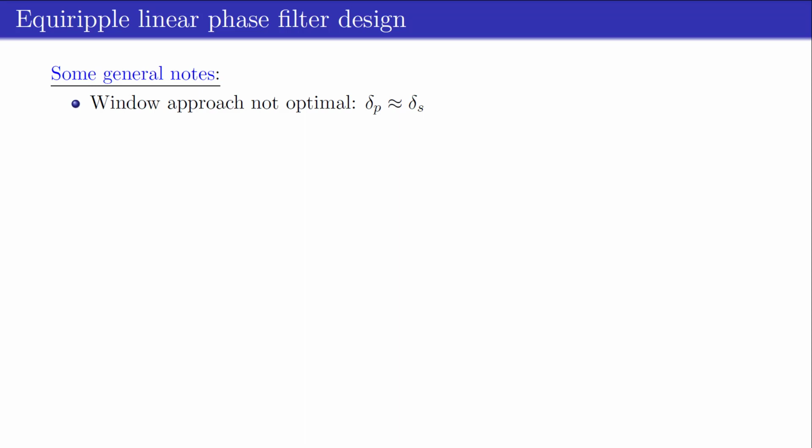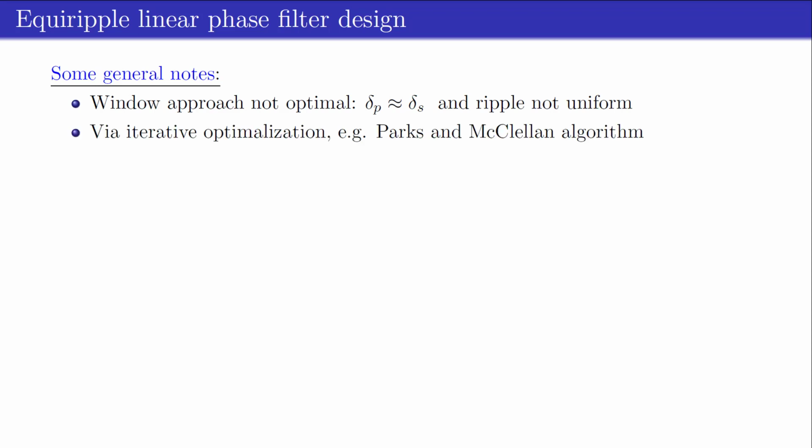requirements in the stopband. Second, for most windows, the ripple is not uniform in either the passband or the stopband, and generally decreases when moving away from the transition band. Allowing the ripple to be uniformly distributed over the entire band would produce a smaller peak ripple. Parks and McClellan developed an iterative optimization algorithm with which these problems are solved.